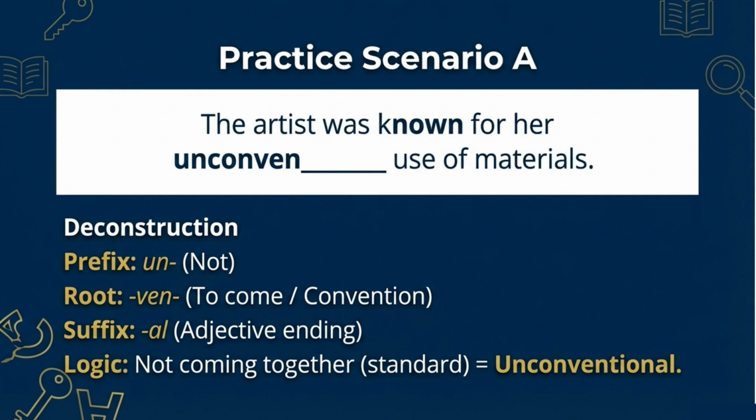Let's try it. The artist was known for her unconvenient use of materials. Deconstruct it. Prefix un means not. Root ven means to come. Suffix al makes it an adjective describing use, not coming together. That leads us to unconventional, meaning not standard.